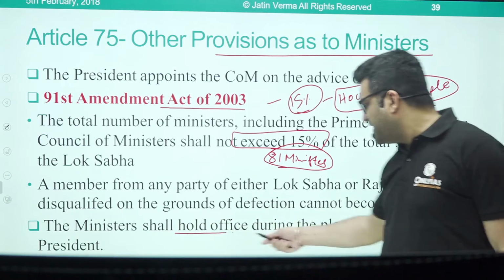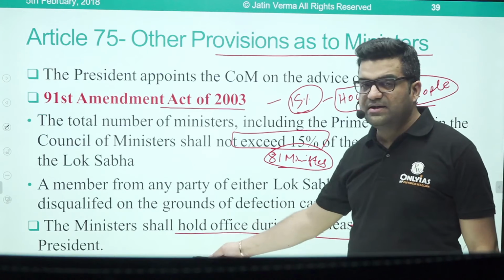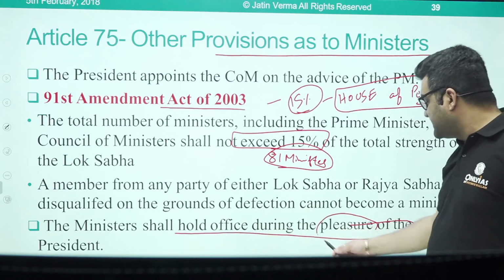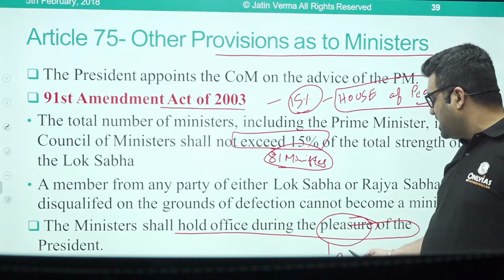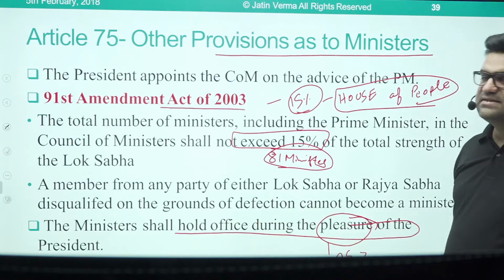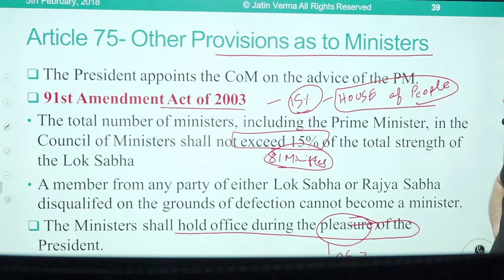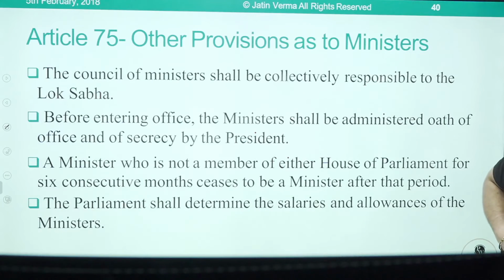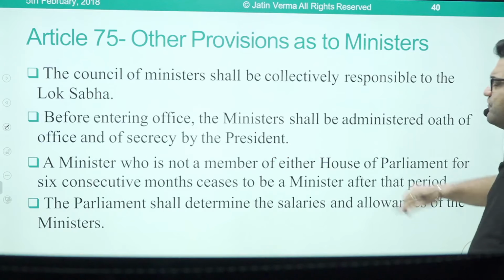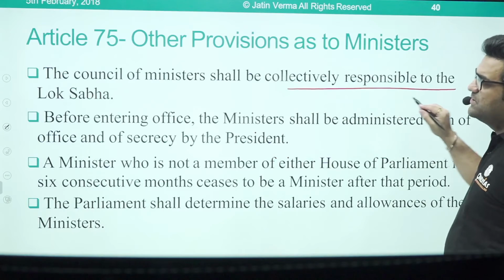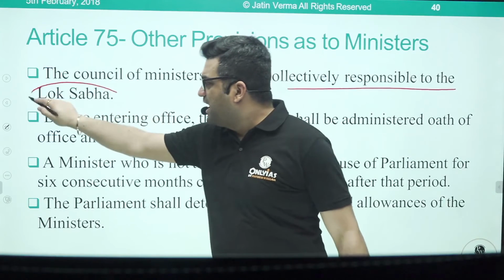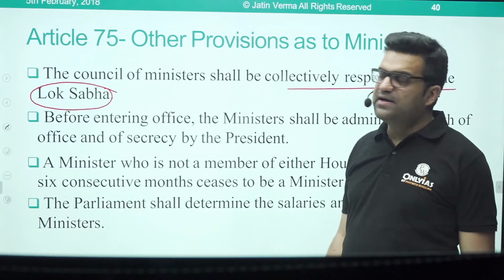The ministers shall hold the office during the pleasure of the president. Even though the pleasure of the president is given, as we saw in Article 75, ministers serve in the office till the pleasure of the Prime Minister. Theoretically, it is the president. Oath of the office is administered to the ministers by the president only. The council of ministers shall be collectively responsible to the Lok Sabha, the house of people, the popularly elected house.